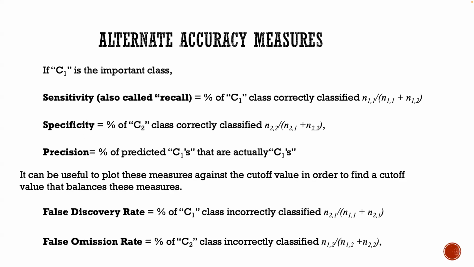Sometimes we also use false discovery rate and false omission rate as alternative measures. Percentage of C1 class incorrectly classified and percentage of C2 class incorrectly classified. So incorrectly classified is, it was class 2, but we have classified it as class 1, right? So that's the error that we have here, divided by the total number of class 1. And then this one is the percentage of class 2 that was incorrectly classified. So there are all these metrics, and we use them in combination because that way we are able to ensure that, depending on the context, we are choosing the right model.